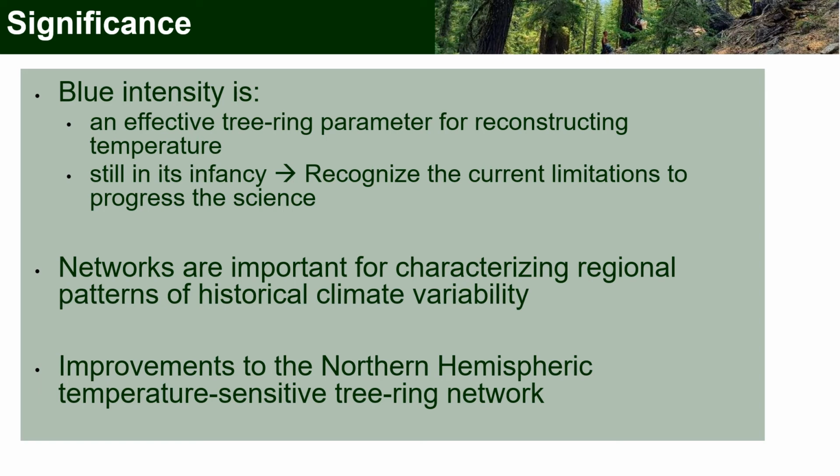For example, what could blue intensity measurements tell us about hydroclimate variability in other places in the world? And then secondly, networks are important for characterizing regional patterns of historic climate variability, and they should not be forgotten. And third, improvements are still needed to the northern and the southern hemispheric temperature-sensitive tree ring networks. And perhaps BI is an important addition to solving some of the spatial gaps in coverage of these networks.